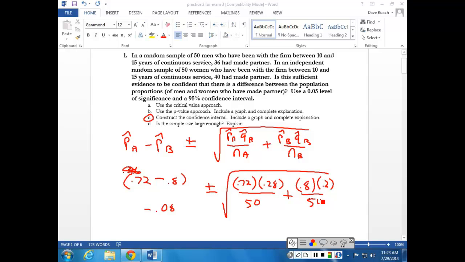Oh gosh. I don't know why I'm doing this lately. There has to be the Z value in there too, sorry about that. For 95% confidence, that's 1.96.